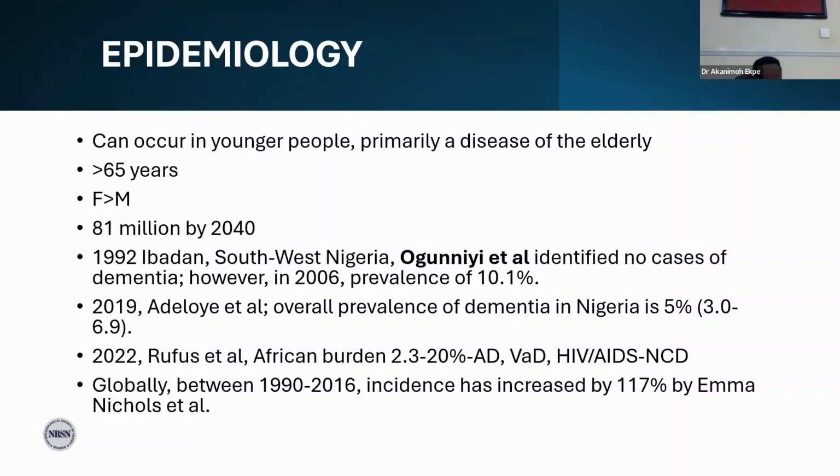In 1992 in Ibadan, southwest Nigeria, Oguni et al. identified no cases of dementia. However, in the same location in 2006, they found a prevalence of dementia to be 10.1%. In 2019, Adeloye et al. revealed the overall prevalence of dementia in Nigeria to be 5%. In 2022, Rufus et al. saw African burden of dementia to be between 22.3 to 20%.